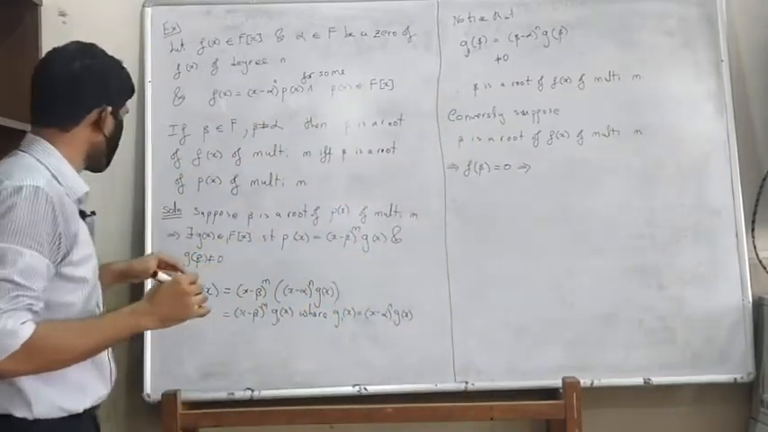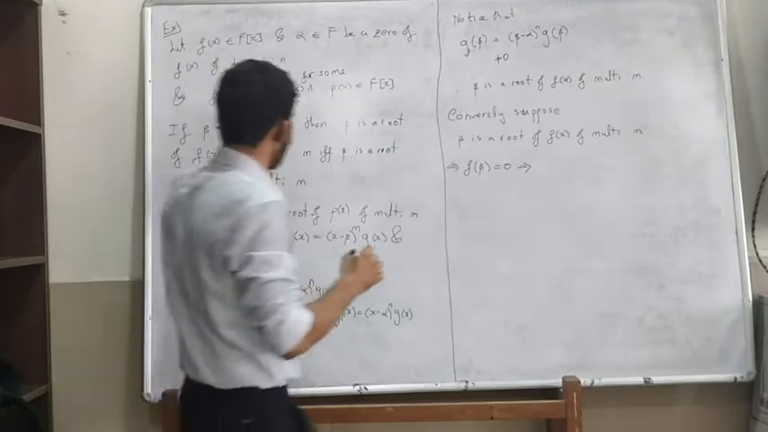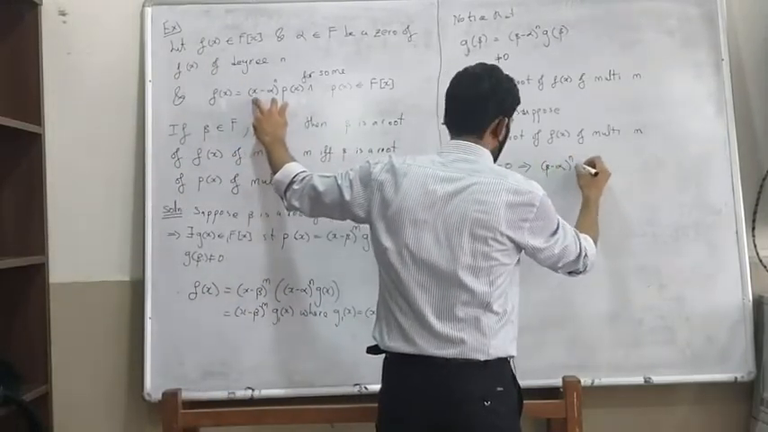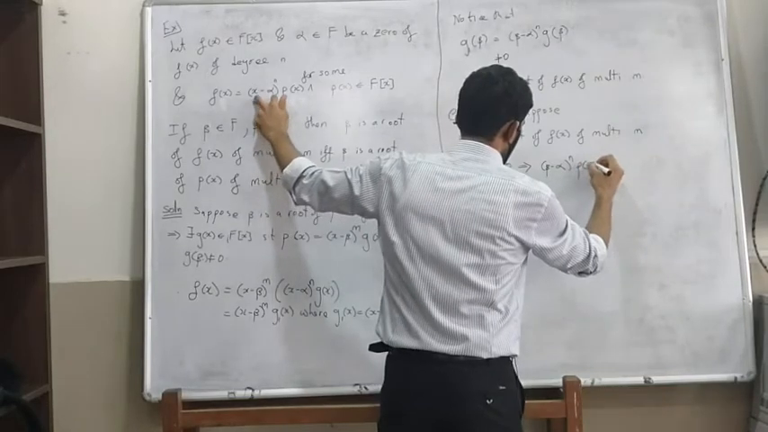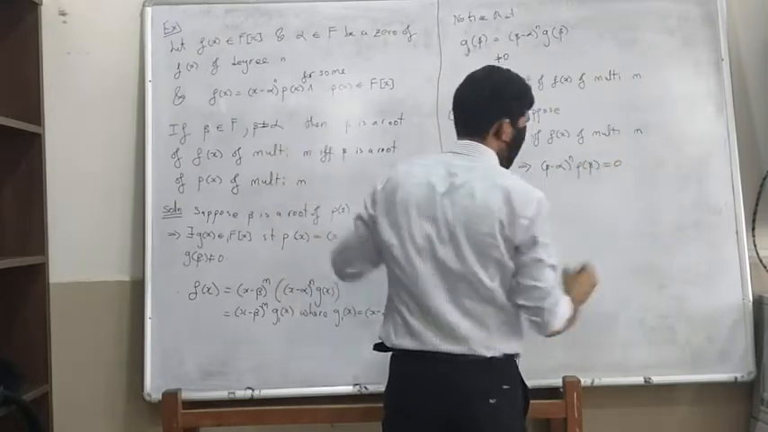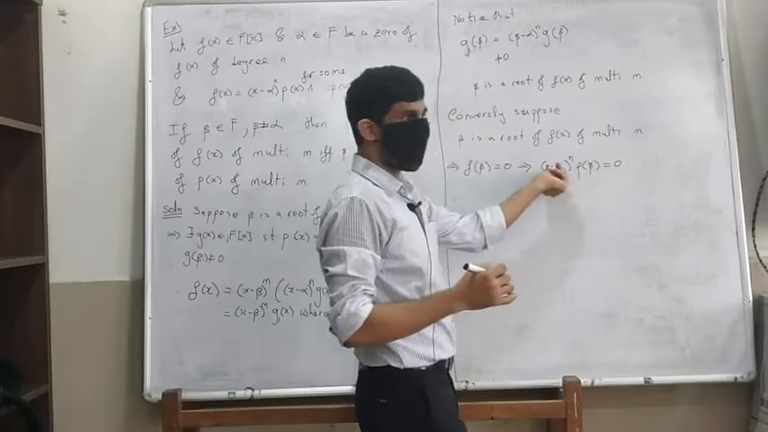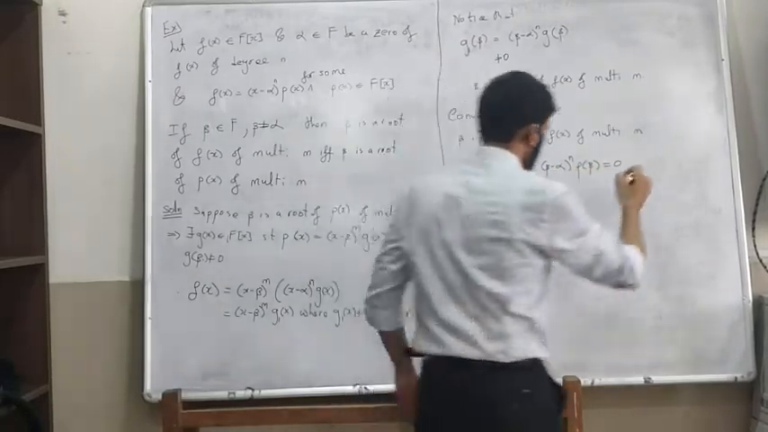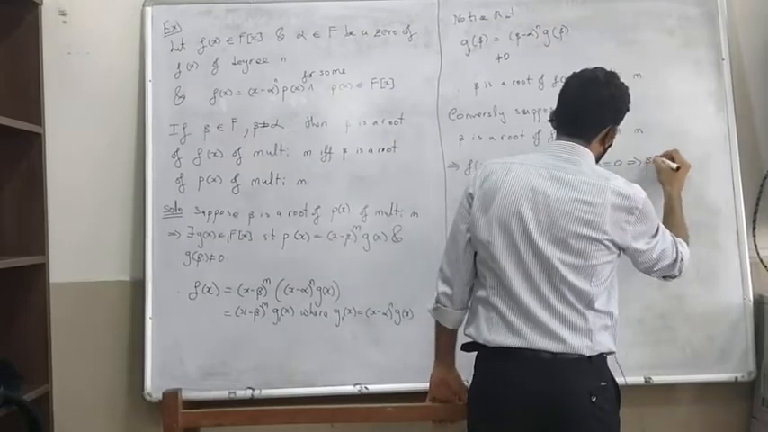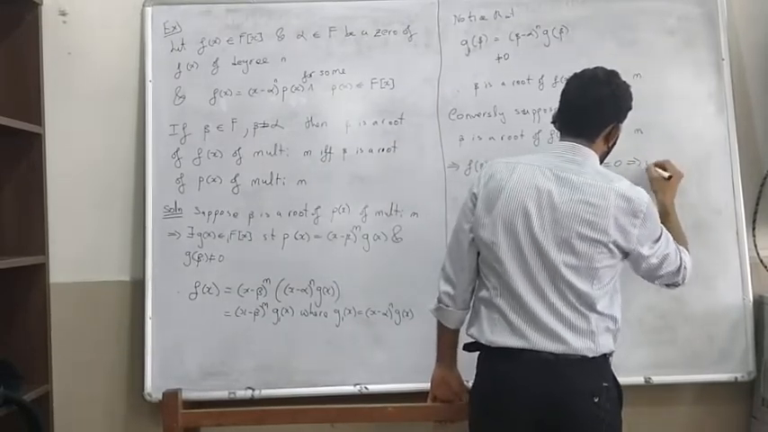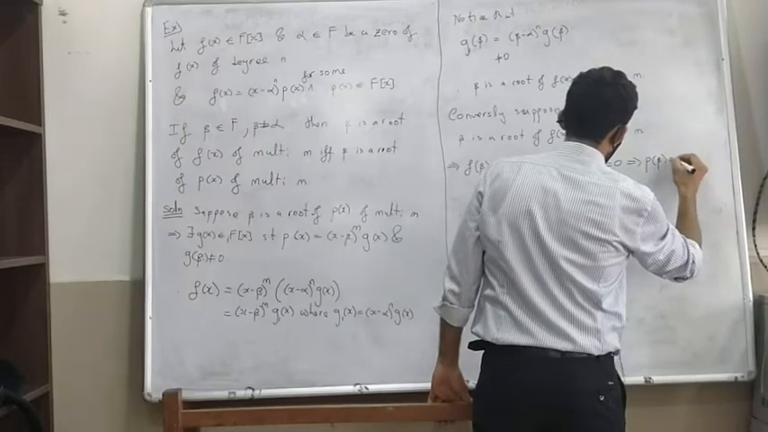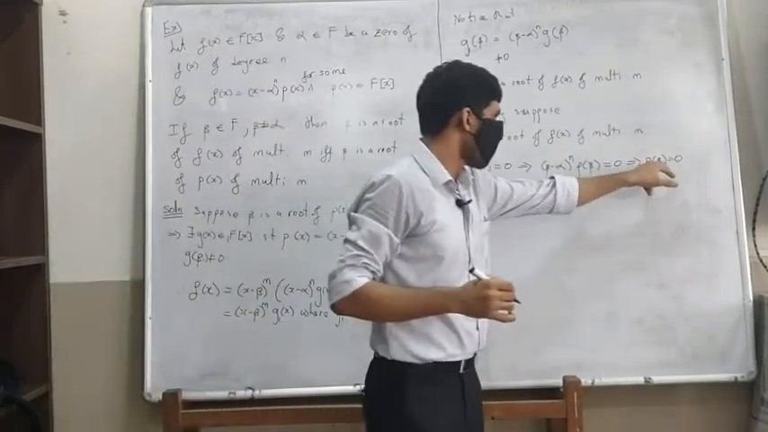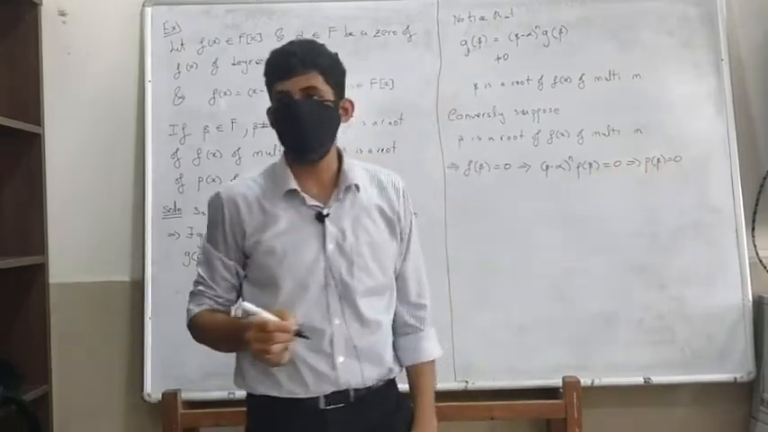so f of beta here is nothing but beta minus alpha raised to n times p of beta. This is 0, right? But this cannot be 0 because beta is not equal to alpha, hence this has to be 0. Okay, so this means that p of beta is 0. What does this tell me? It tells me that beta is a root of p of x.